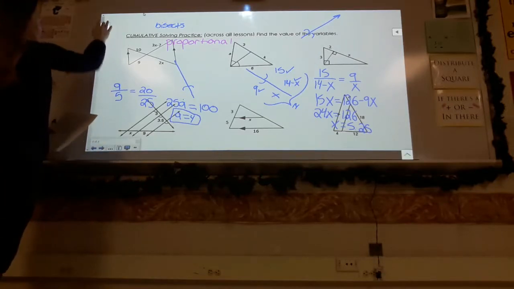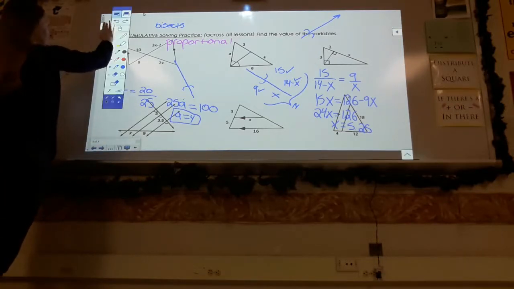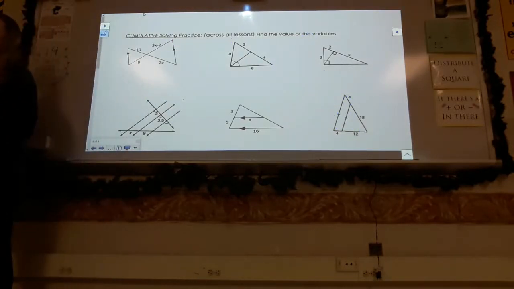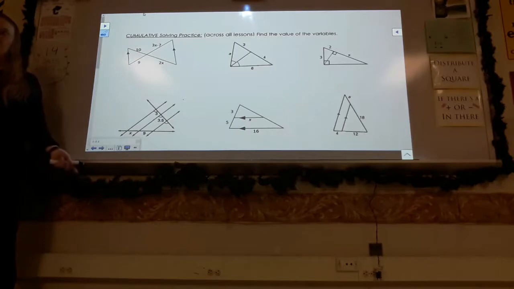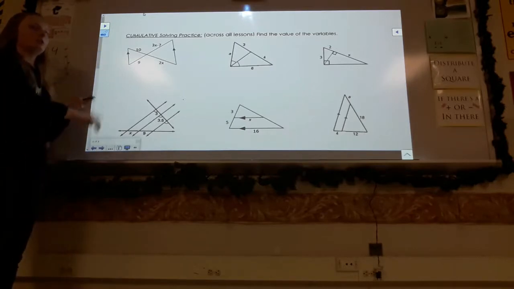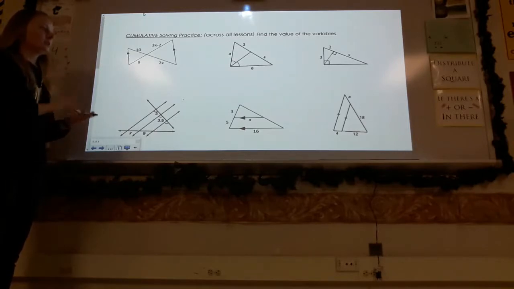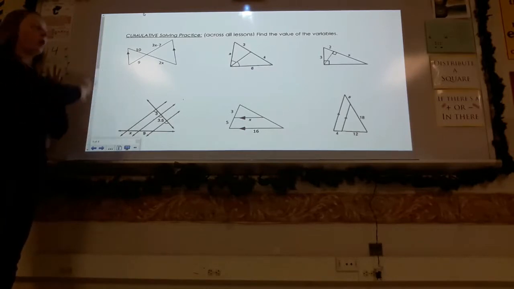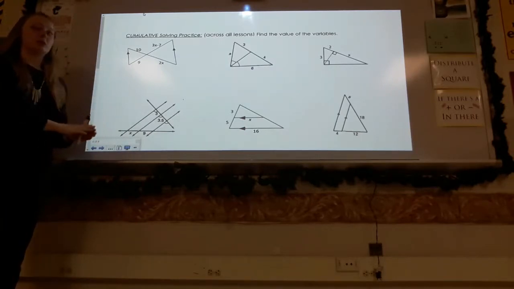So if you turn the page, what I'm going to do here is not practice specifically the side splitter and the triangle angle bisector theorem. I'm mixing all of the things that we've learned so far on this page. These are all the different methods we learned how to solve: using similar triangles, using side splitter, using roller coaster rule and splash mountain, and then using our triangle angle bisector theorem. These are all the different types of solving that we've learned in this unit.